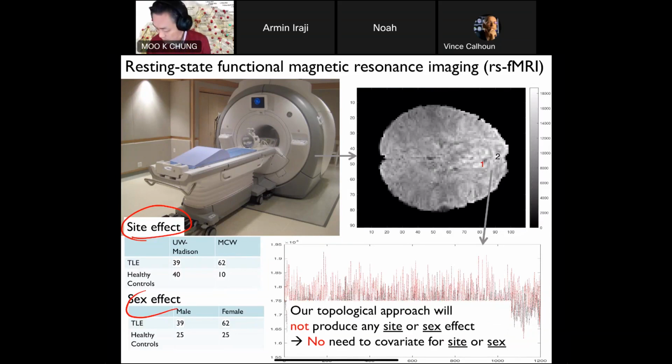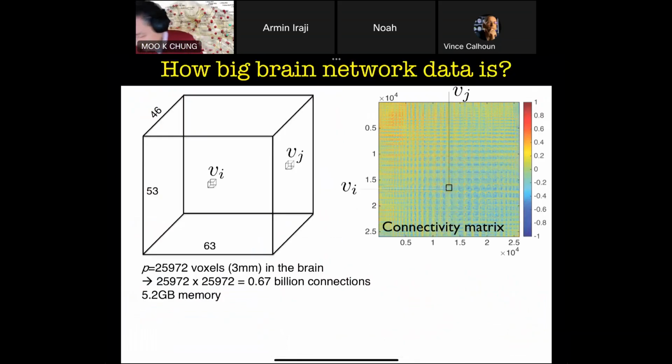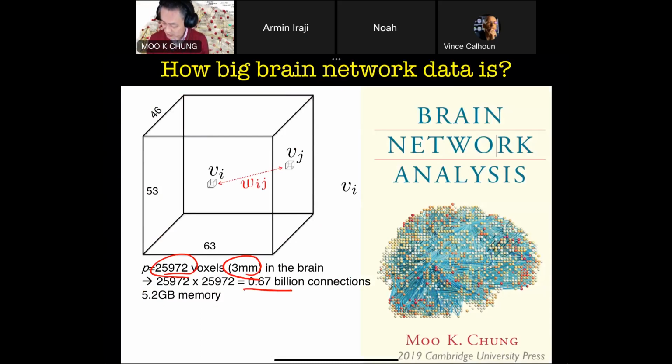It's so robust, actually. And how big is the brain network data? Well, if you scan at 3mm resolution for fMRI, you get this number of voxels. Now, if you scan at 1mm resolution, you can at least get this kind of visualization. This is what I published out of this data.